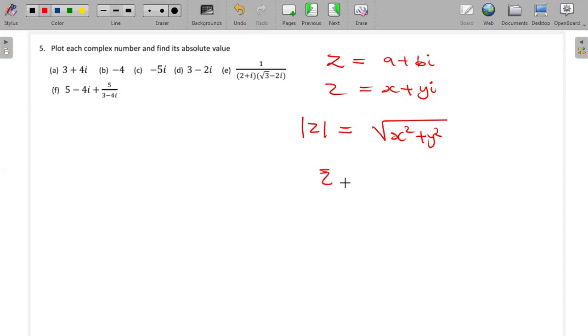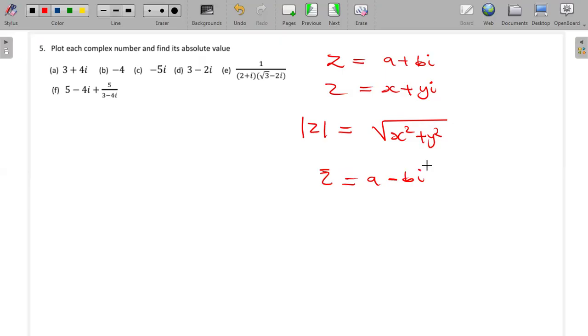Z with a bar means the conjugate, meaning the sign there will change to negative, like that. So that is going to be what? The conjugate, or that is what is the conjugate. Okay, now they're telling us what to plot.